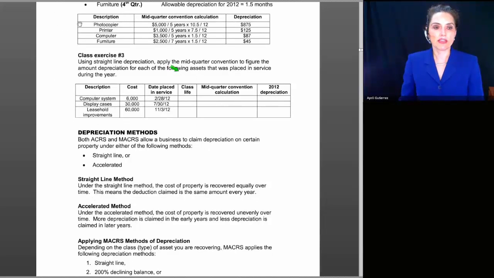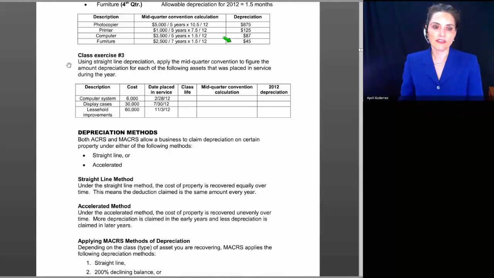So let's take this formula and run it out. We have the photocopier, $5,000 divided by 5 years, multiplied by 10.5 divided by 12. Or you could go divided by 12 times 10.5. You'd get the same result either way, $875. We have the printer, $1,000 divided by 5 years, multiplied by 7.5 divided by 12, and we get $125. The computer is $3,500 divided by 5 years, multiplied by 1.5 months over 12, and we have $87. And then finally, the last deduction is for the furniture, and we'll end up with $45 following that formula.